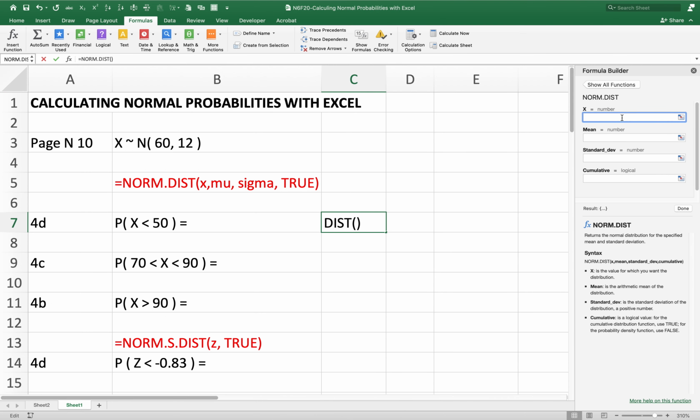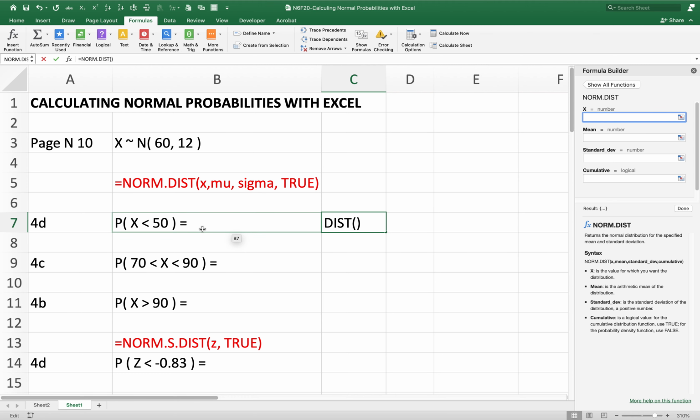Over on the right hand side, you'll see the formula builder. On a PC, that will just pop up as a little input box in the middle of the screen. Now, you'll see that there are 4 things that you need to put in, and I've got them in red up here in cell B5. The first one is our X value, and our X value is the 50.